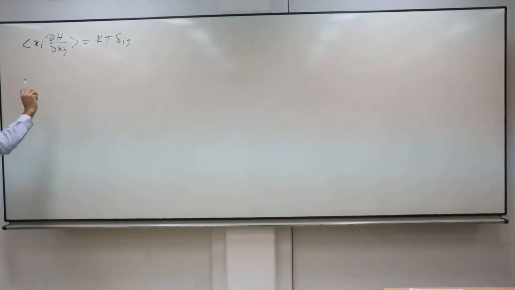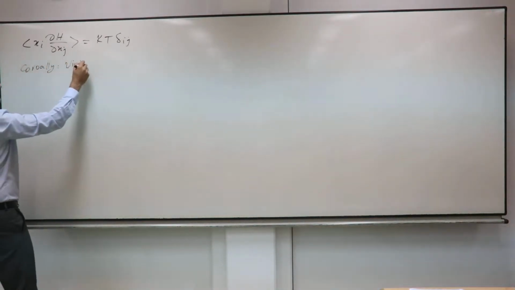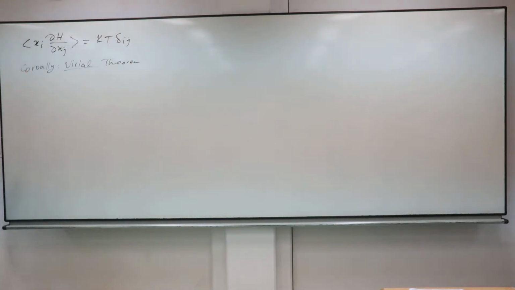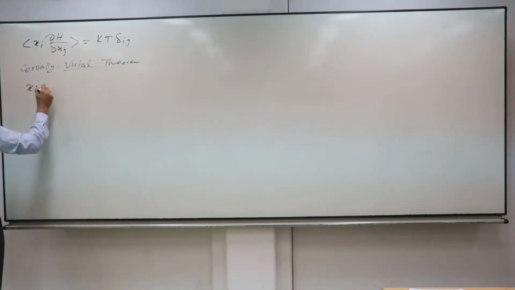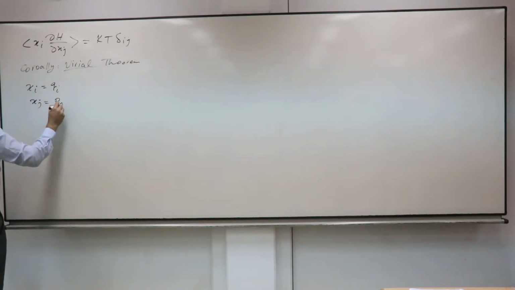This is not the theorem, this is just a correlation. Correlation is called virial theorem. So we will just talk about the case when xi is qi and xj we put as pj.